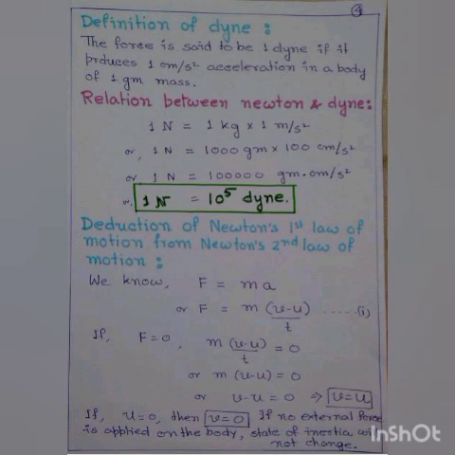Okay. Now if you consider initially the object is at rest, means u equals 0, then v will also equal 0, means the body will continue in its state of rest if no external force is applied on the body, and that is the first law of motion. So from the second law of motion we deduce Newton's first law of motion.